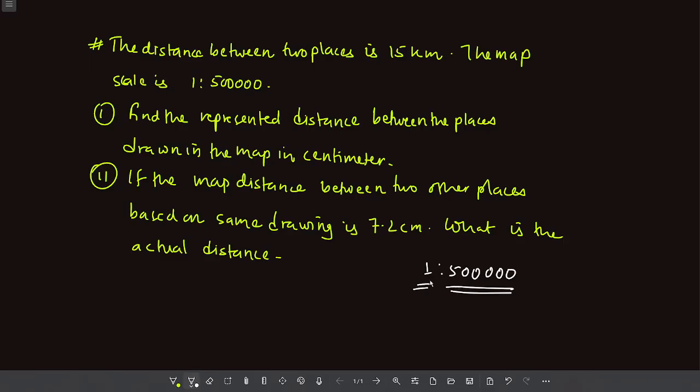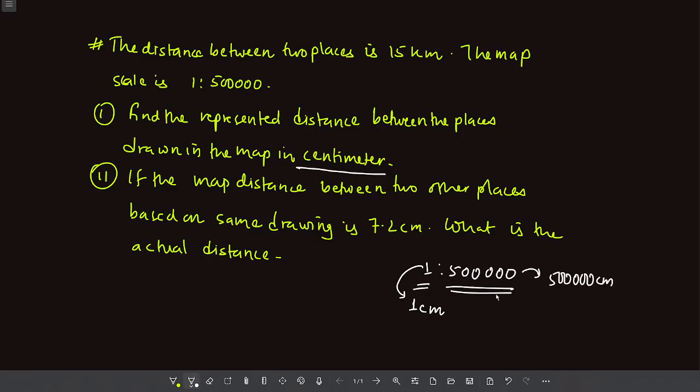So if we are representing any value in centimeter, then both the values should be in centimeter. If we are representing in meter, then both should be in meter. If we are representing in kilometers, then both should be in kilometer. Here the question has asked us to represent in centimeter, so this 1 is written as 1 centimeter and this 5 lakhs is written as 5 lakh centimeter.